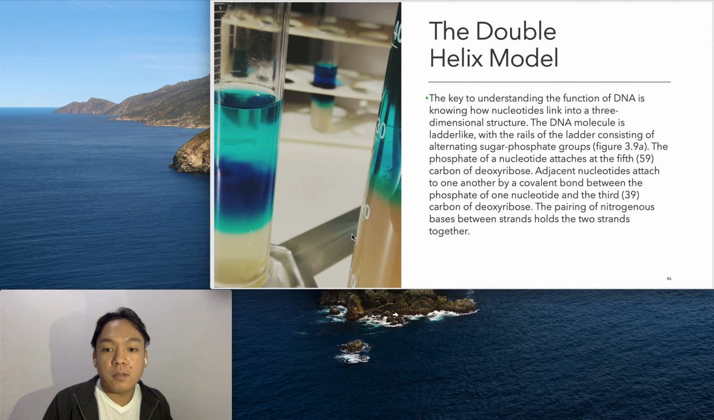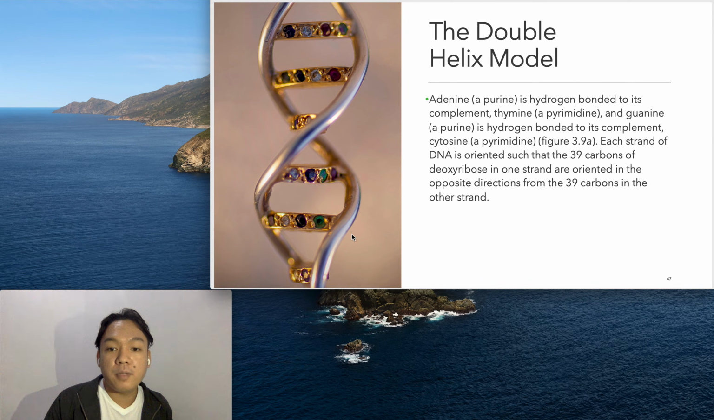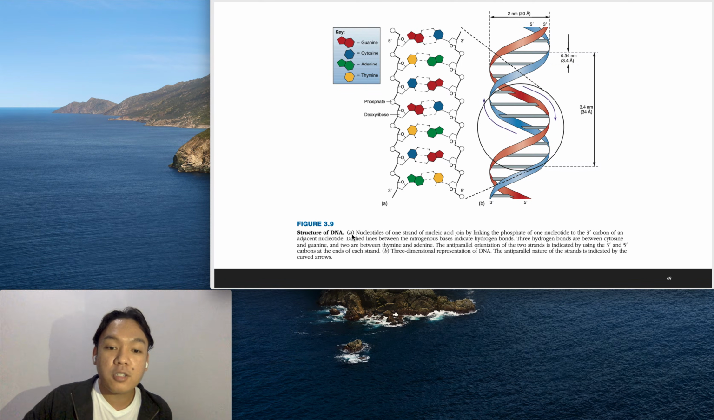So the nucleotides, as I said earlier, are attached by a strong bond, which we call a covalent bond, between the phosphate of one nucleotide and the third carbon of your deoxyribose. So these are the base pairs, ATCG, for your DNA. For the double helix model also, the strands have opposite polarity, and the DNA molecule is said to be antiparallel. They are twisted into a right-handed helix with one complete spiral every 10 base pairs. So this is the structure of your DNA.